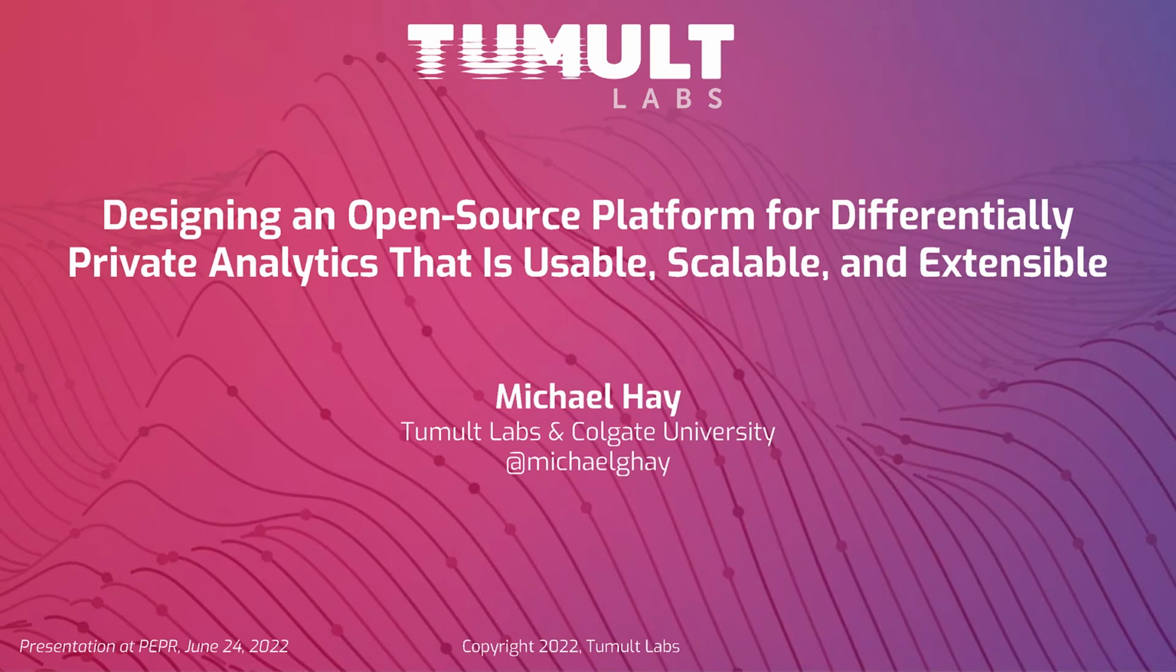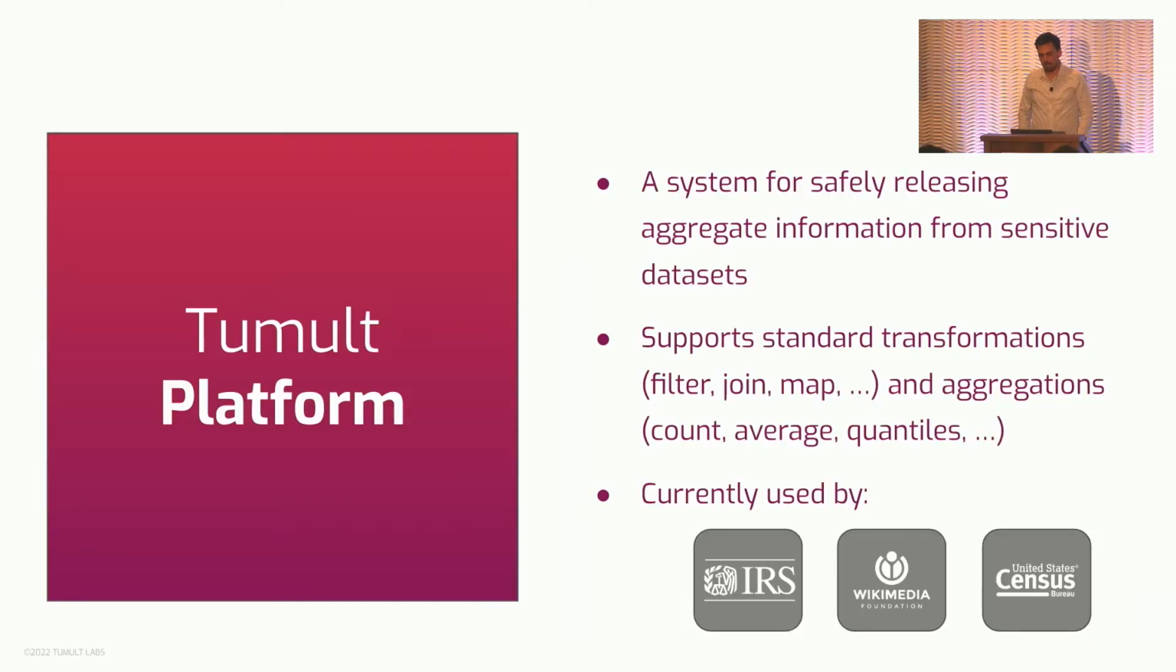Great, thank you. So in this talk, I'd like to tell you about the Tumult platform. It's a system for safely releasing aggregate information from sensitive data sets. It supports a workflow where you can take a source data set and transform it in various ways before taking that data and aggregating it to statistics that are safe to release. The platform will soon be available open source, and it's currently in use at several organizations.